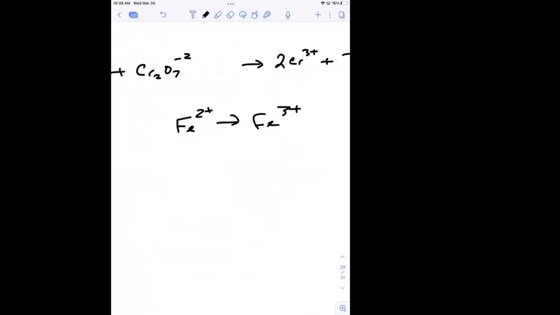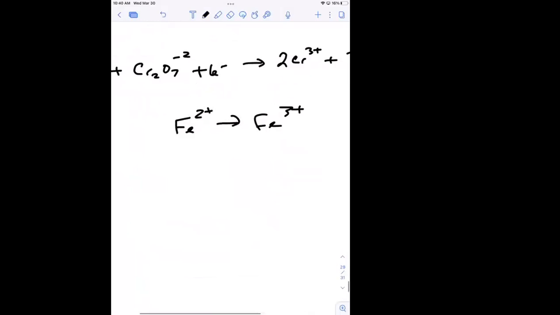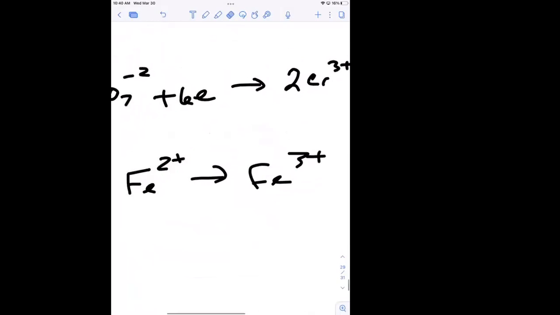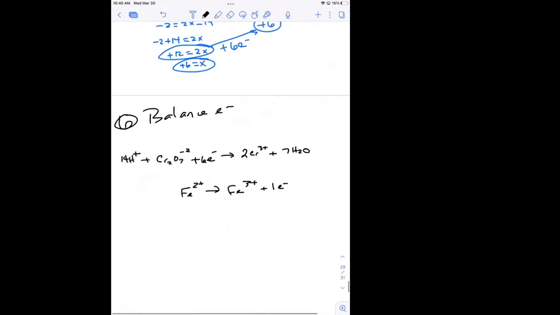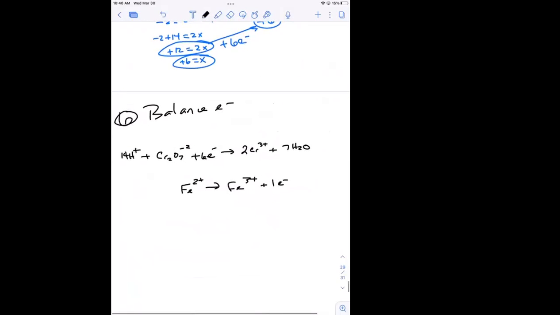So this plus 6 electrons. And it was this plus 1 electron. All right, now here's the question. How would you balance, what would you do to balance the electrons?